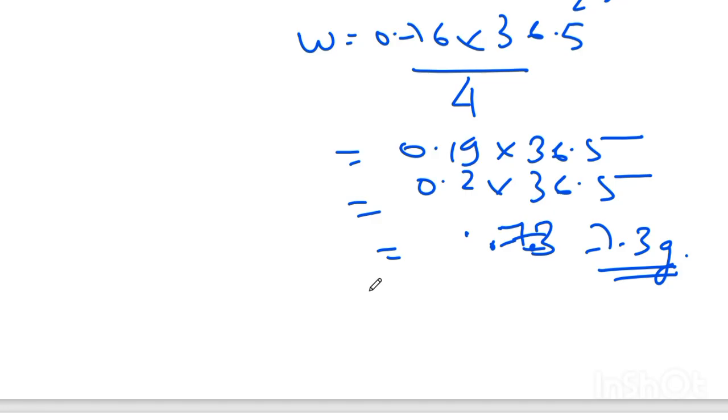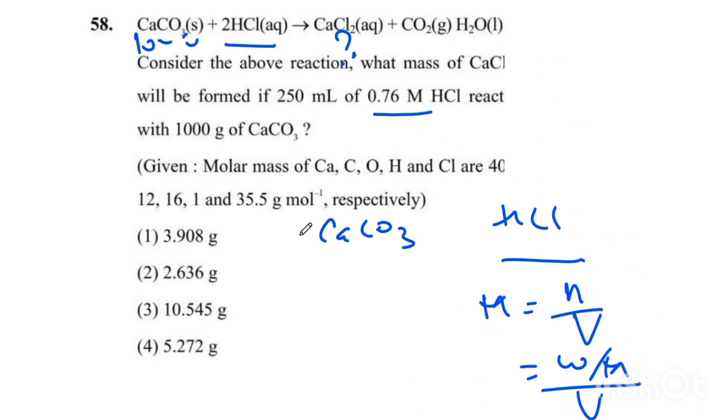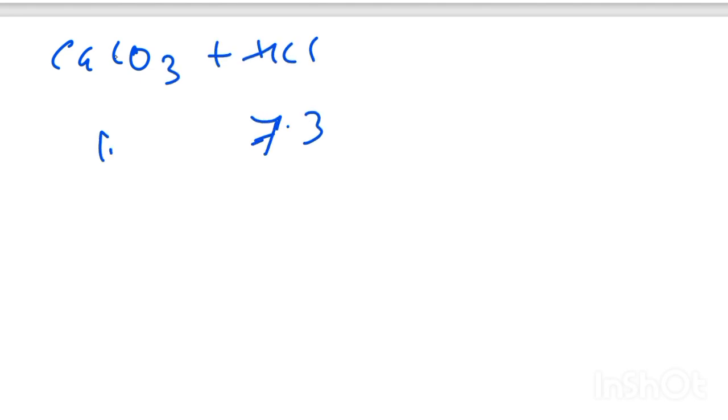So weight of HCl comes out to be 7.3. Now calcium carbonate reacts with HCl. 7.3 is given here, and here it is given 1000 gram. So let's see.